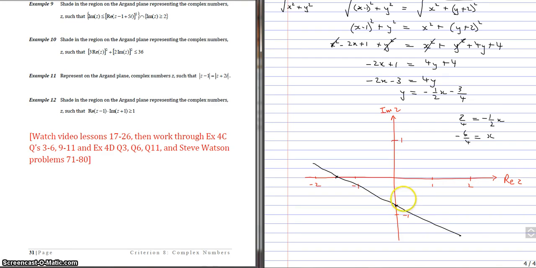Okay, labelling those intercepts. We've got 0, negative 3/4, and here negative 1.5, 0. Okay, so that's that one. And then we'll look at our last example. We'll do that here as well.